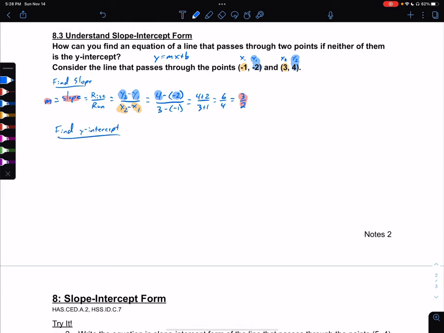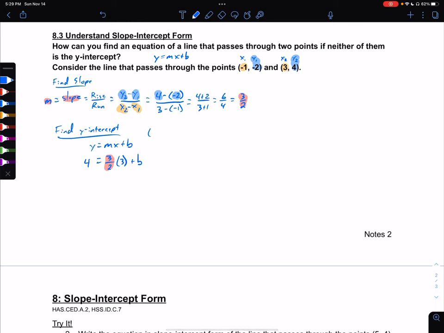What you're going to do is take y equals mx plus b. We know that m is 3 over 2. I'm trying to figure out what b is, because that's my y-intercept. I can pick either one of my points. It doesn't matter which point I pick, negative 1, negative 2, or 3, 4, and I can plug those in as my x and y values. So I'm going to use the point 3, 4. You could use negative 1, negative 2. I'm just choosing to avoid those negatives. So x is going to be 3, and y is going to be 4.